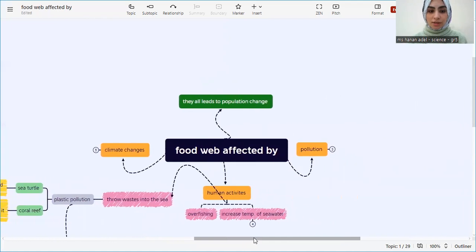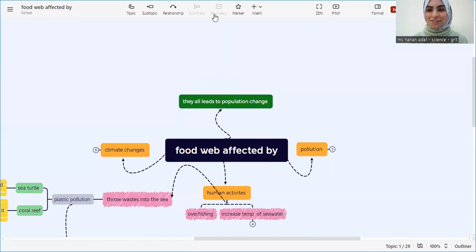Whether we have climate change, or pollution, or a bad human activity, any of these changes lead to population change. Population means the number of organisms that exist in any place or any ecosystem, the number of one type of species actually. So when we make population change, it means that we make an increase or decrease in this number. This is the population change.